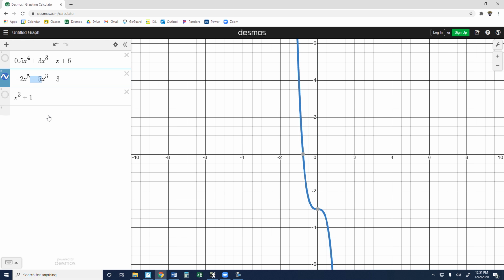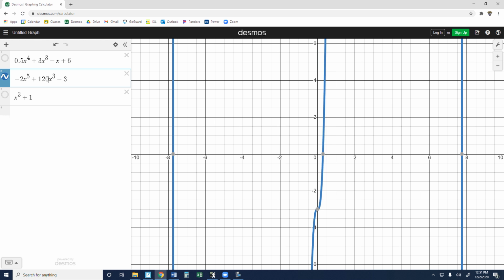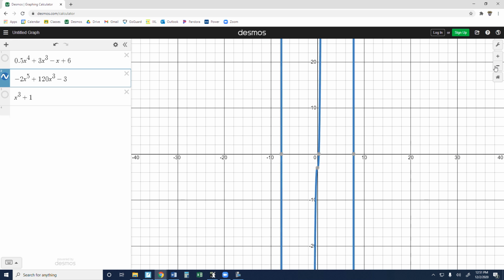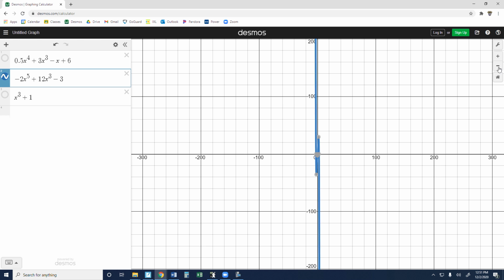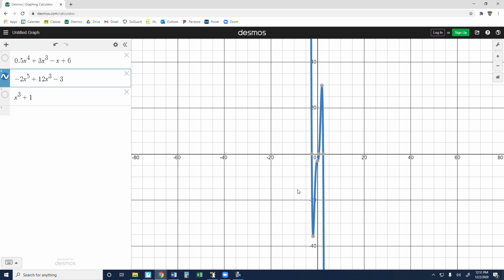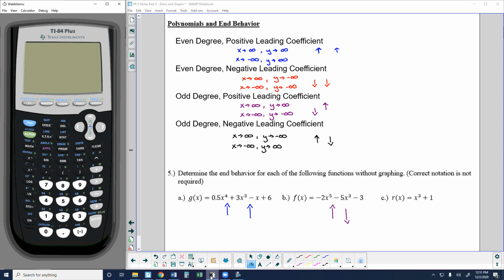Again, I can change anything that I want in between those numbers, and it does not change the end behavior. This looks crazy, but to the right, let me make it a little less big there. To the right, it's going down forever. To the left, it's going up forever. Go ahead and pause the video and see if you can do C.